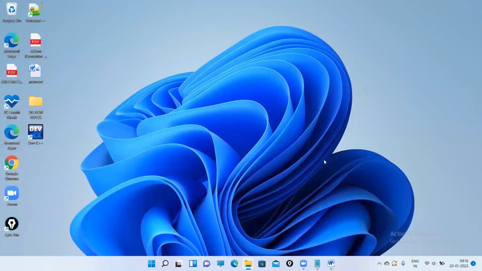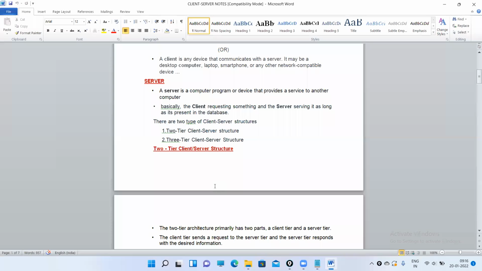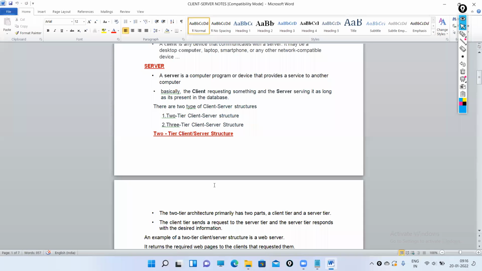Two-tier means, in this two-tier client-server model, we have two tiers only. One tier is known as the client, and another tier is known as the server. In between client and server, we cannot use any other third-party application. Directly we can communicate from client to server, and server to client.